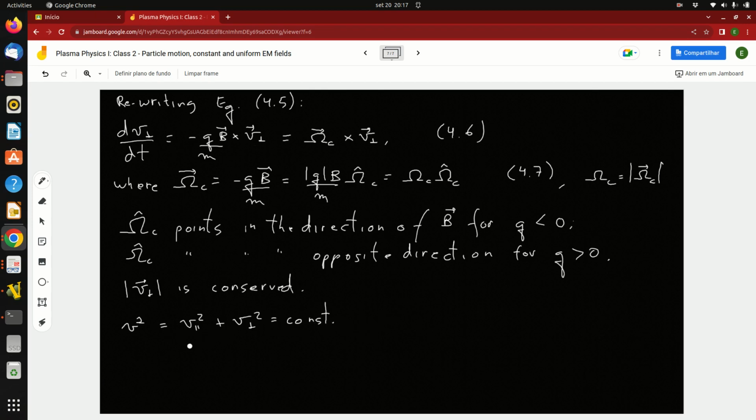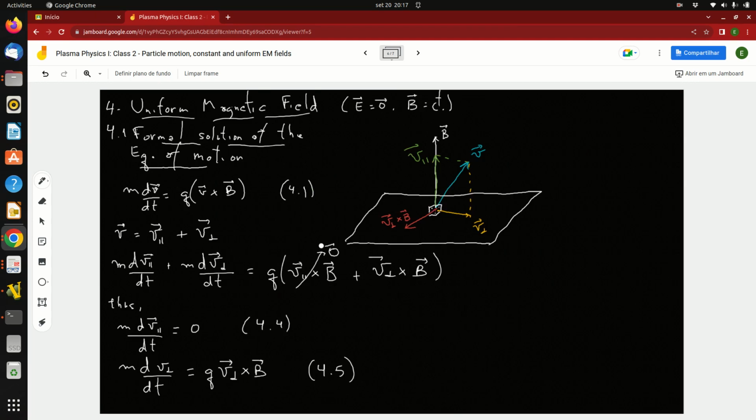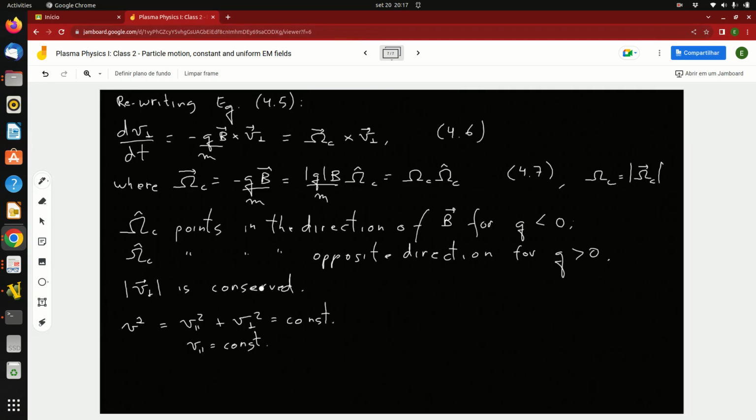But we also have v perp constant, right, because of 4.4. V parallel is constant. Remember, when I'm not drawing the arrows on top of it, this is the modulus of the vector. So this is constant, and if this is constant and this is constant, then this has to be constant. So this is it, right? It's due to conservation of kinetic energy.